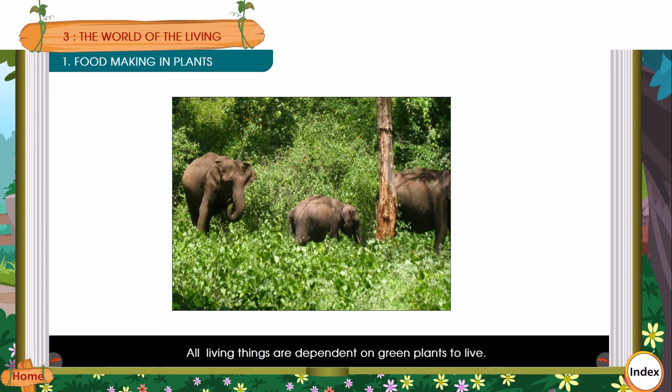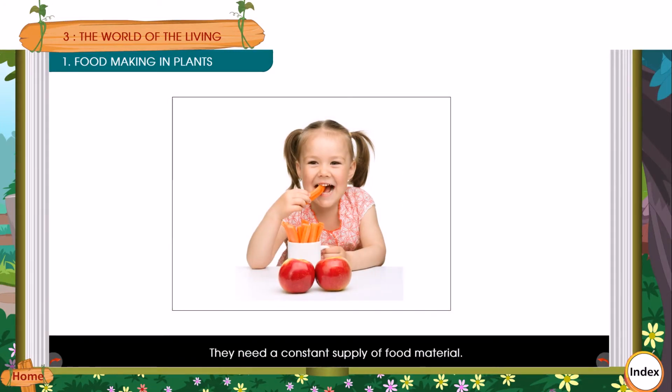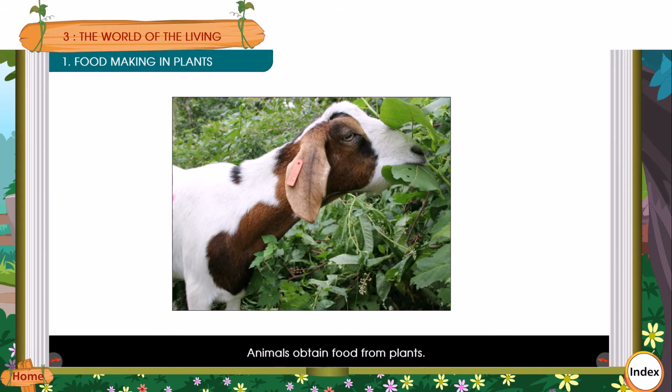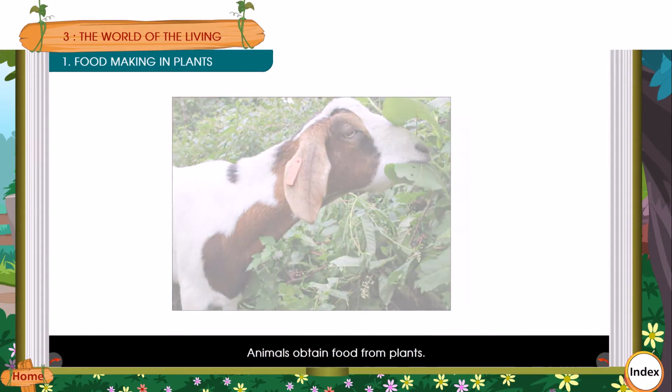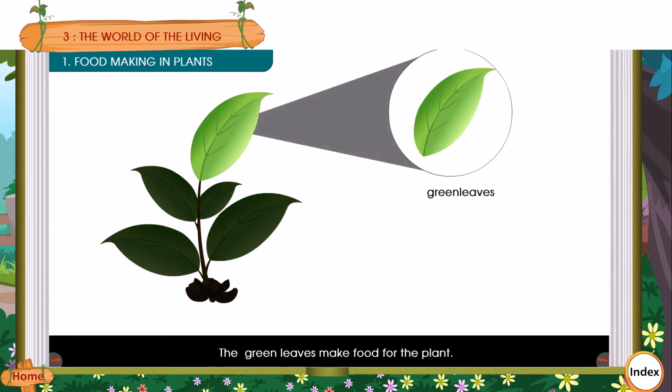All the living things are dependent on green plants to live. They need a constant supply of food material. Animals obtain food from plants, but green plants have the ability to produce their own food. The green leaves make food for the plant.